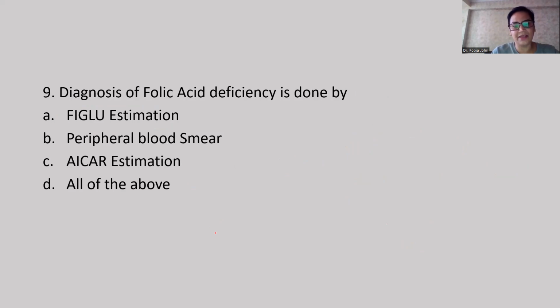Then diagnosis of folic acid deficiency is done by. Now, if we see FIGLU excretion, it's correct. FIGLU, formiminoglutamic acid, is one of the intermediates produced during the metabolism of histidine, if you remember. Histidine gets converted to urocanate, and then FIGLU, and then the formimino group is given out and glutamic acid is produced. So it is correct. Obviously, peripheral blood smear is also there. And this is also one of the very important tests to detect the deficiency of folic acid. So the answer will be all of it. Right? This FIGLU estimation is a very, very important question. And folic acid leads to one carbon metabolism, and it is vitamin B9. One carbon metabolism.